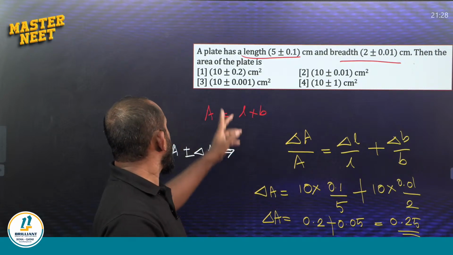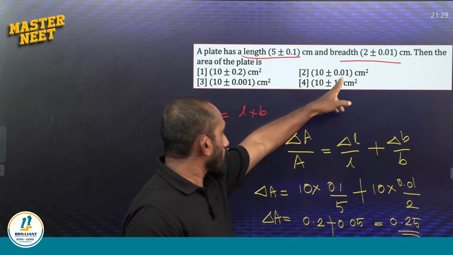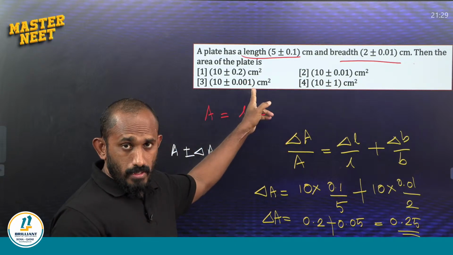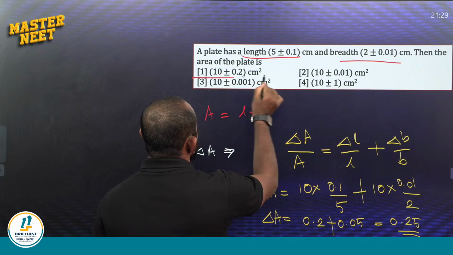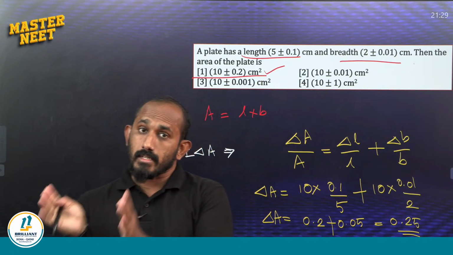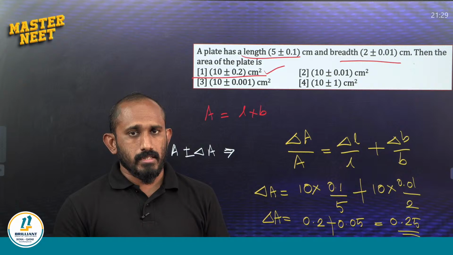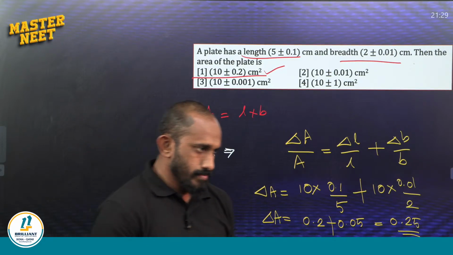Now if you round it off, you can have 10 plus or minus 0.2 as the answer here. This is 0.01, 1 and 0.001 is there. So option A is the correct answer there. To find this one, you should be familiar with the rules for addition, subtraction, product and division. Hope you got it.